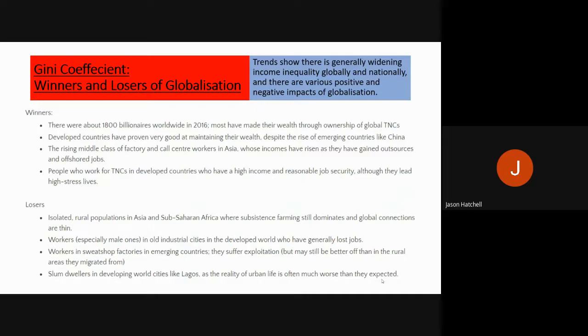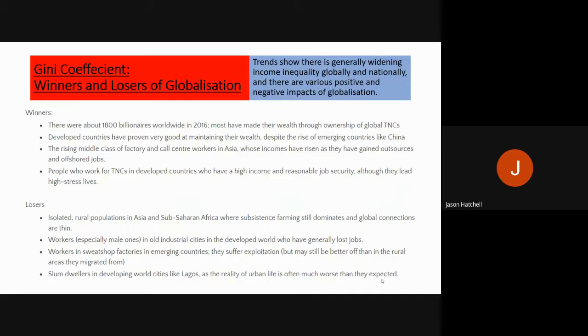So, using the Gini coefficient and thinking about the winners and losers of globalization, we can definitely say that billionaires benefit from globalization and their wealth has increased through ownership mainly of global transnational companies. We can also say that developed countries have benefited from the rise of China, and that's because of the global shift towards China and Asia. The rising middle classes, due to factory workers, call centers, etc., have seen higher incomes. And TNCs have also allowed for higher incomes for people and job security as well.